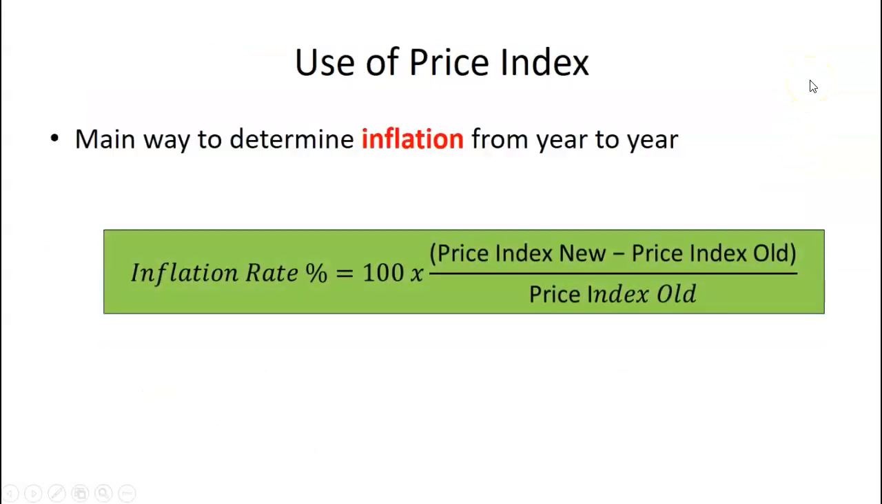So, one of the main uses of price index is calculating inflation. So the inflation equation is down below. Inflation percent equals 100 times the price index new minus price index old divided by the price index old. So again, for inflation, we're not always compared to the base year. Okay, and we're seeing what's going on.